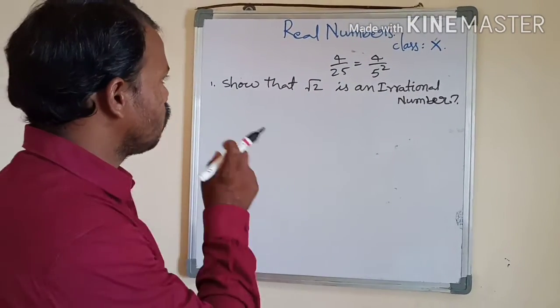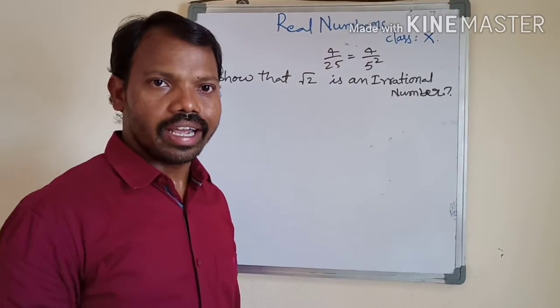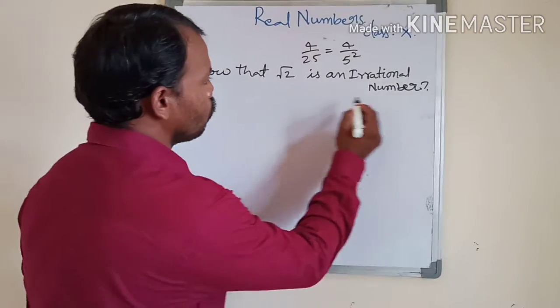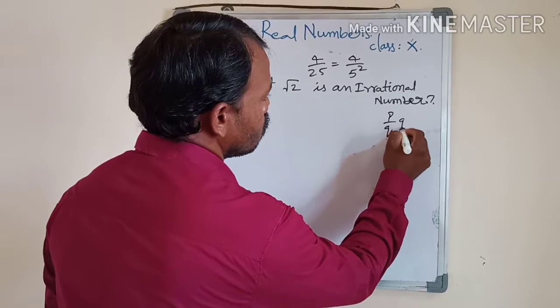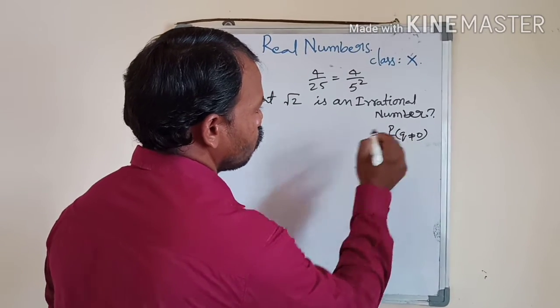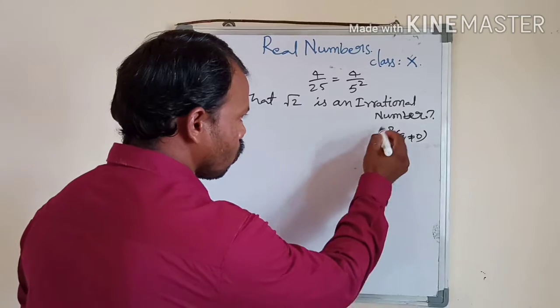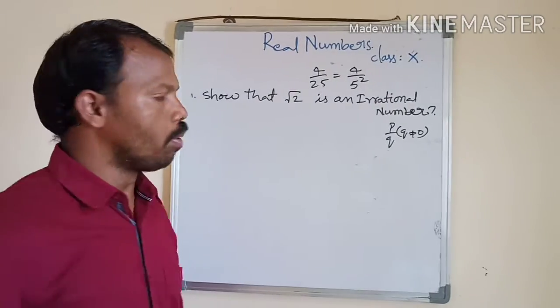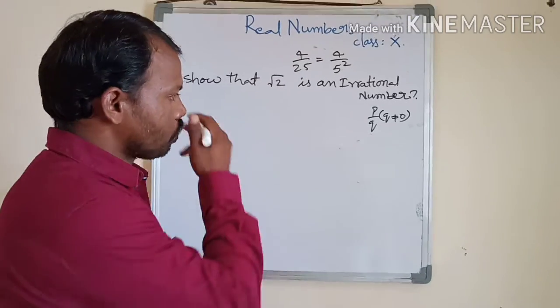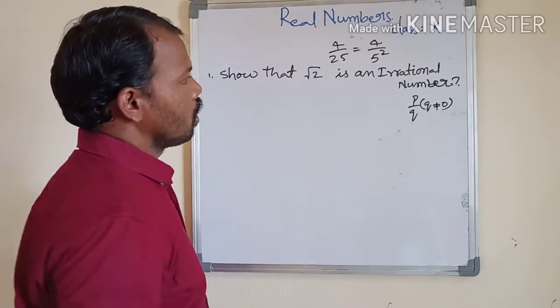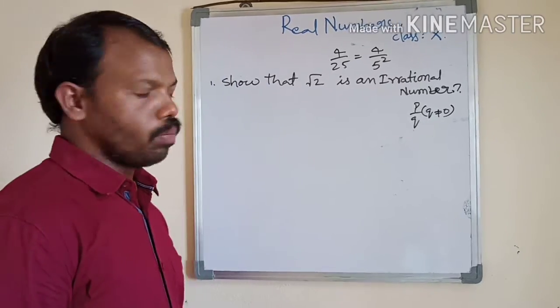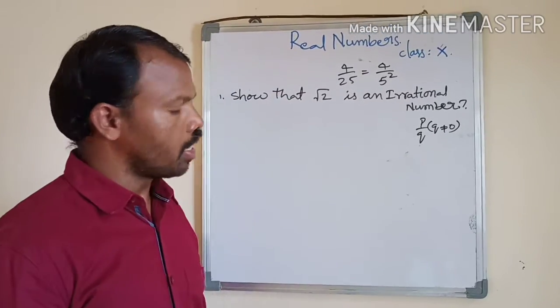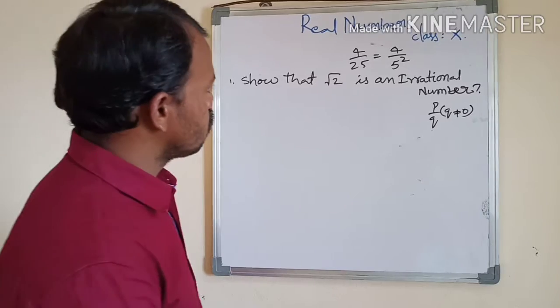So, what is an irrational number? If any number is not expressible in the form of p by q, where q is not equal to 0 and p and q are integers, then we can call that an irrational number, right? So, root 2 is an irrational number. Then how can we prove it? Before going to discuss this, let us know some basics.